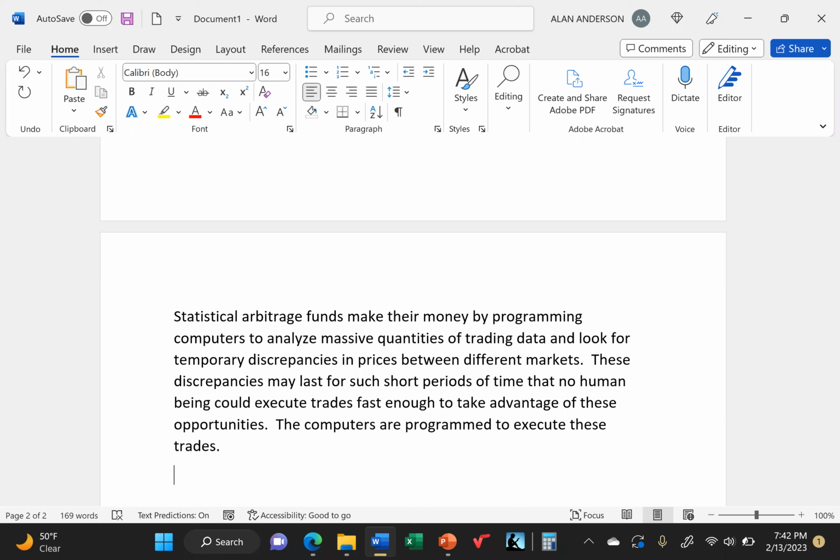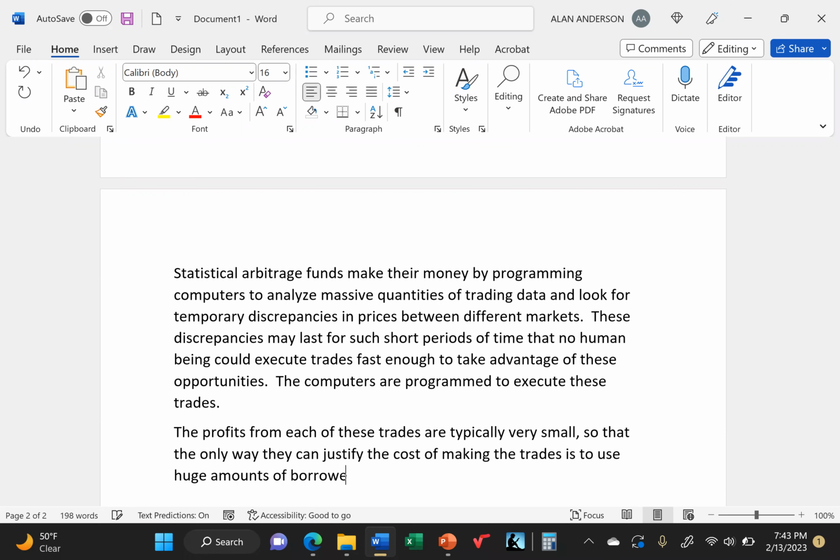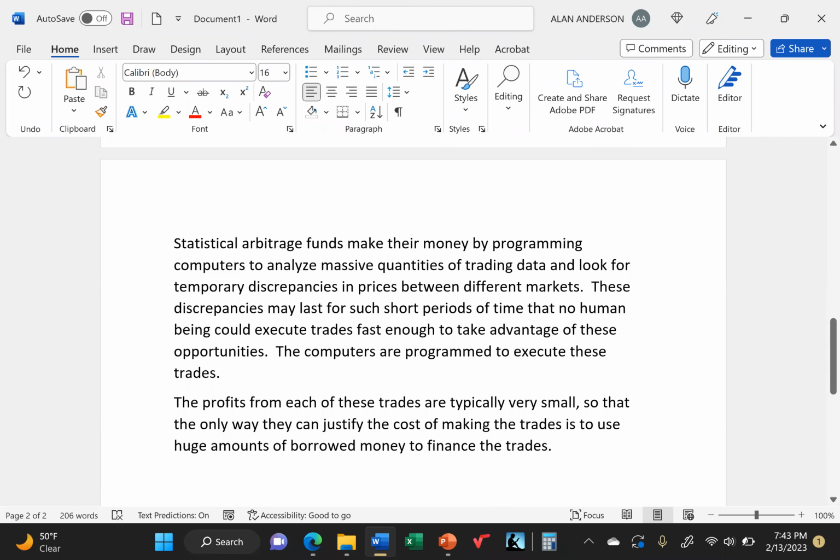So now the only unfortunate thing about this is that, number one, markets are actually quite efficient. And number two, the profits from each of these trades are typically very small, so that the only way they can justify the cost of making the trades is to use huge amounts of borrowed money to finance the trades. In other words, imagine you find a trade where you're proud of yourself because you just made a penny by finding an arbitrage. Well, how does that help? But if you use 100 million borrowed dollars to do this, then all of a sudden that penny might translate into $100,000. So the hedge funds are playing with house money, basically, or borrowed money.